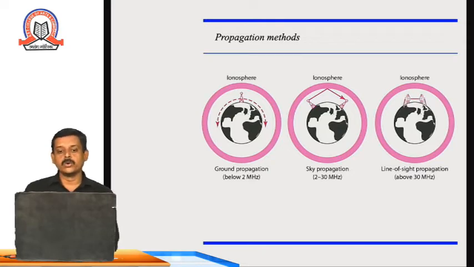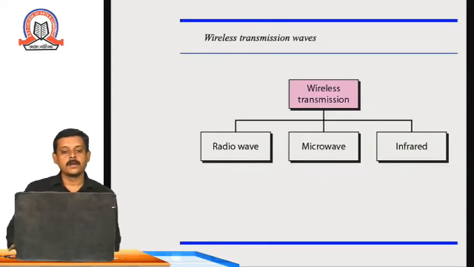As we know, we have different layers of atmosphere over the earth, the troposphere, and we have the ionosphere, and data transmission is done through these layers. The very first is ground propagation, then ionosphere, that is sky propagation, and then line of sight propagation. Friends, wireless transmission media has three different types: radio waves, microwave signals and infrared signals.